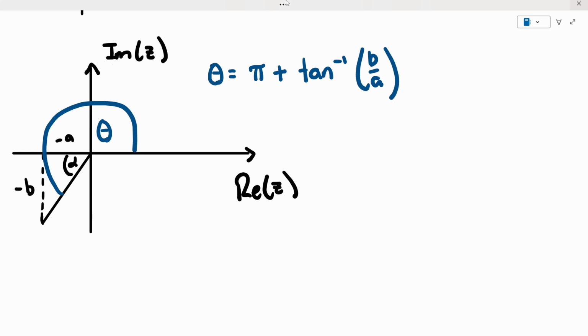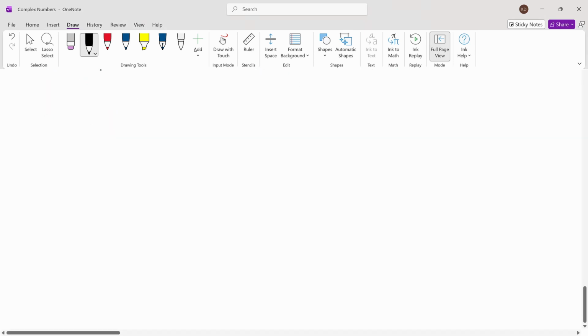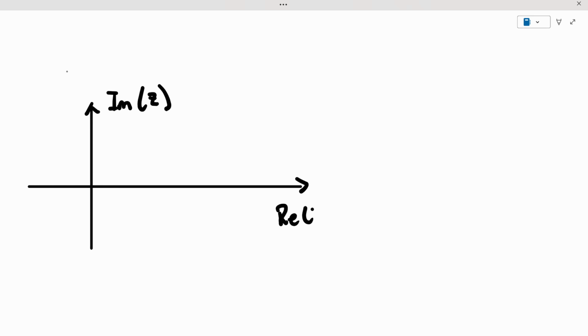And then if we look at the last quadrant now, imaginary here, and real here.